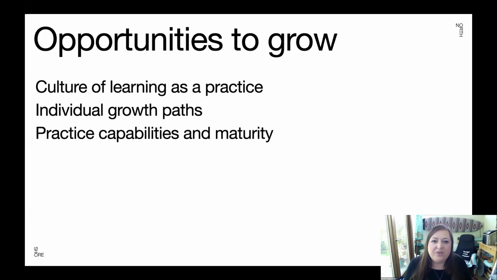The third growth opportunity is to extend the capabilities of your practice. We've talked about this already in assessing that as we started, but it's a continuous process to mature your capabilities, to look at the value you're creating and how well the practice is integrated and leveraged across the organization.